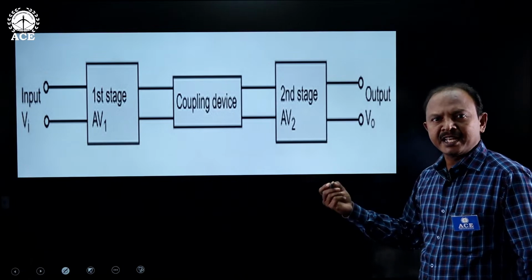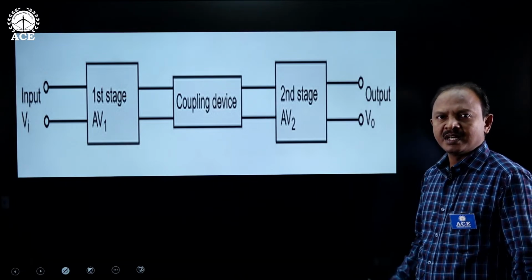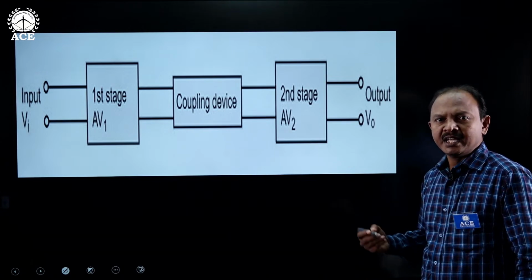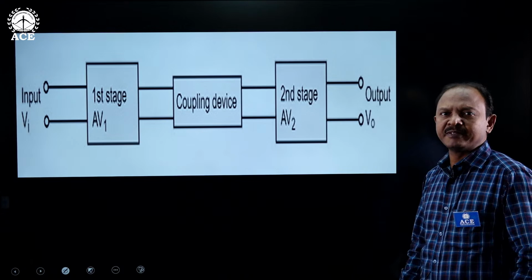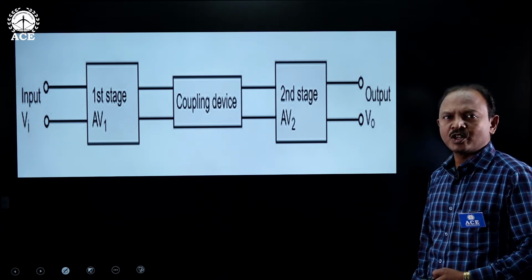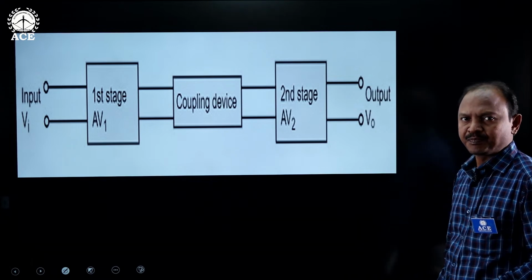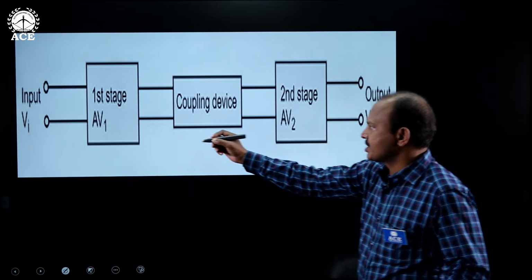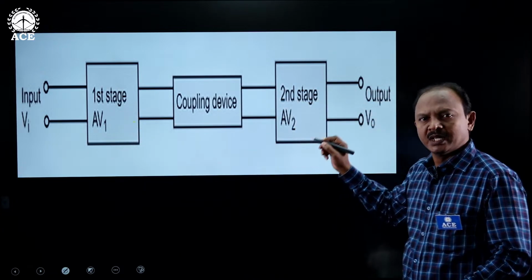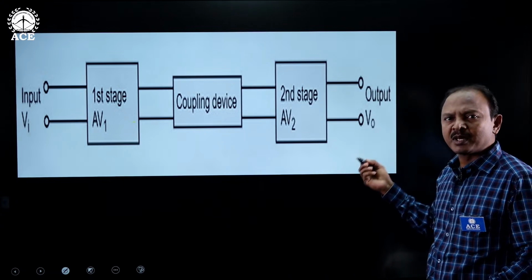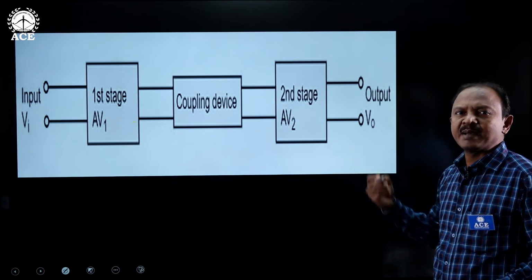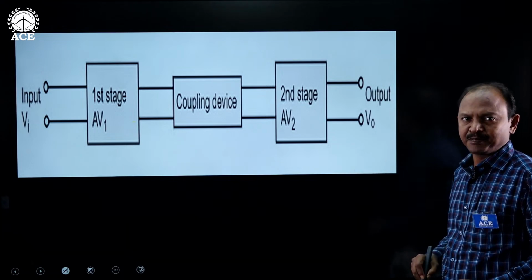If n number of individual amplifiers are connected in series, or more technically speaking, if n number of single stage amplifiers are cascaded, the resultant amplifier is called a multistage amplifier. Look at this slide. This is amplifier 1, this is amplifier 2, and so on. You can have n number of amplifiers cascaded so that the resultant amplifier becomes a multistage amplifier.